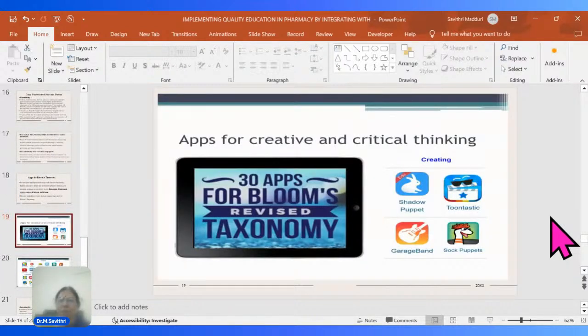Apps for creative and critical thinking. There are 30 apps for Bloom's revised taxonomy available. Out of this, for creating, certain apps are given. That is Shadow Puppet, Toontastic, GarageBand, Sock Puppets. The names are very funny, but these apps can be utilized for creative and critical thinking. These apps can be used.